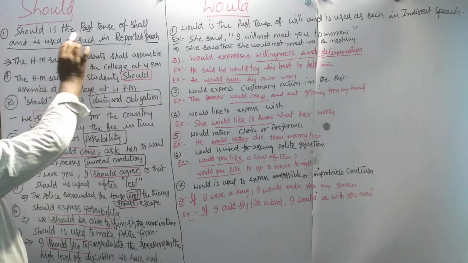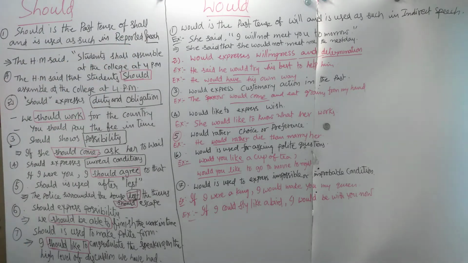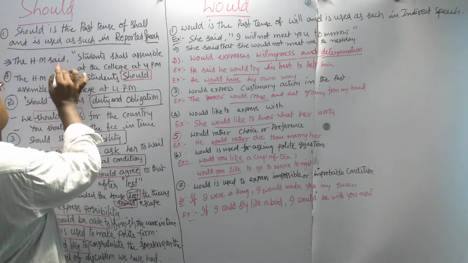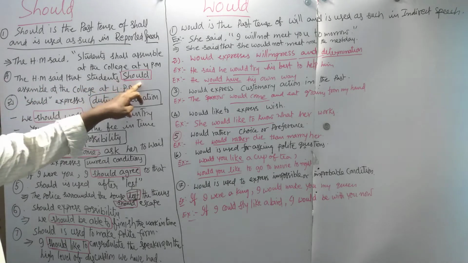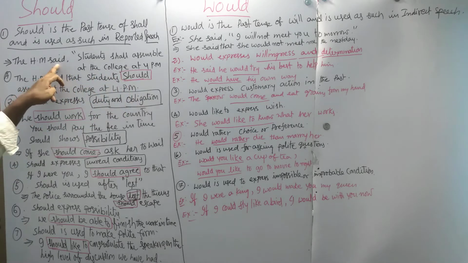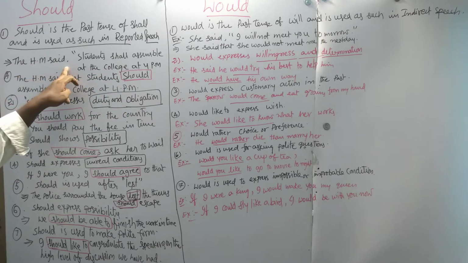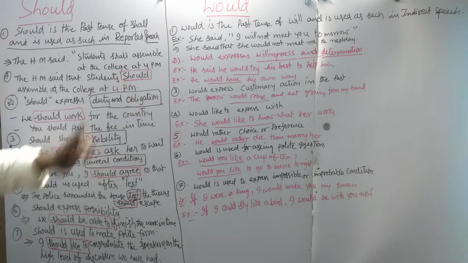So should is the past tense of shall and is used as such in reported speech. So direct speech: the HM said, students shall assemble at the college at 4 p.m. The HM said that students should assemble. Shall became should, because here said is the past tense main clause. So here also shall, we should change it into should.